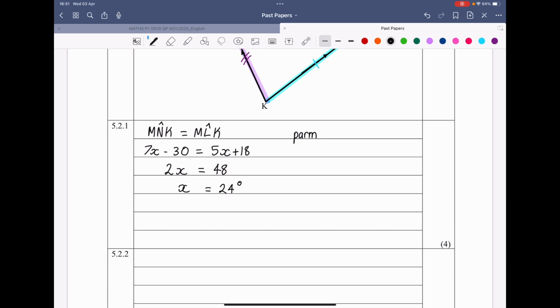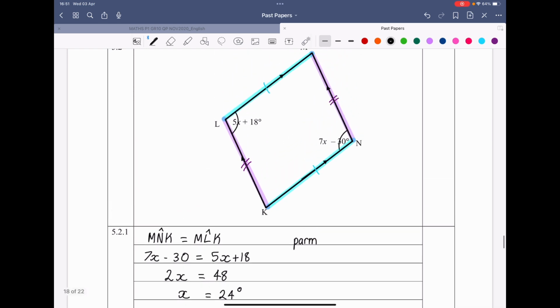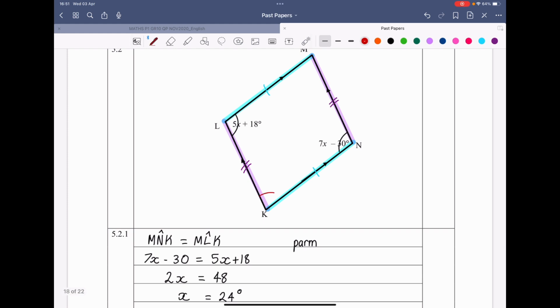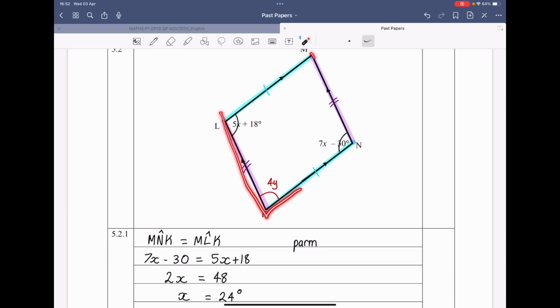Okay, and then the next part is I'm told that LKN, which is this one, is equal to 4y. And now I'm asked to determine the value of y. So remembering that this shape, MLKN, was a parallelogram, and I've said that these lines are parallel, then these two angles here are co-interior angles, and from our properties of a parallelogram, we know that co-interior angles sum up to 180.